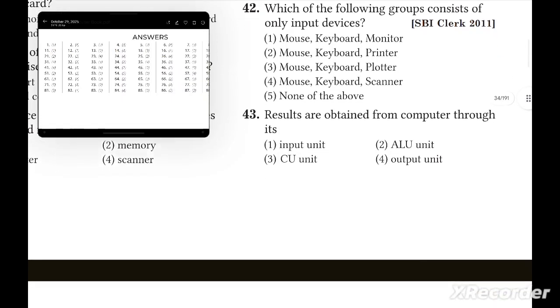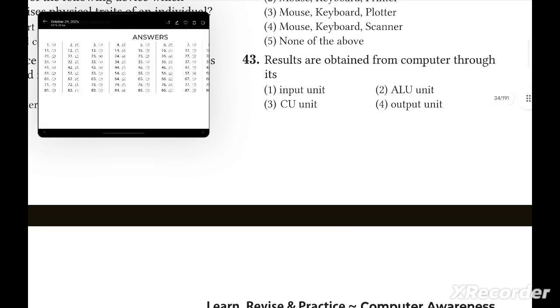Next, results are obtained from the computer through its first, input unit, second, ALU unit, third, CU unit, fourth, output unit. The correct answer is output unit.